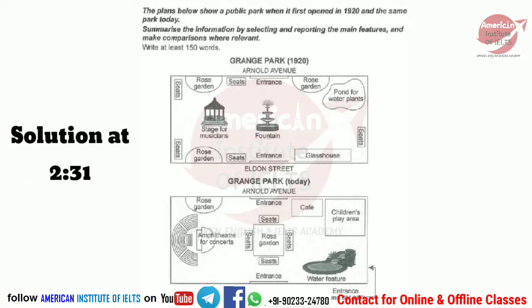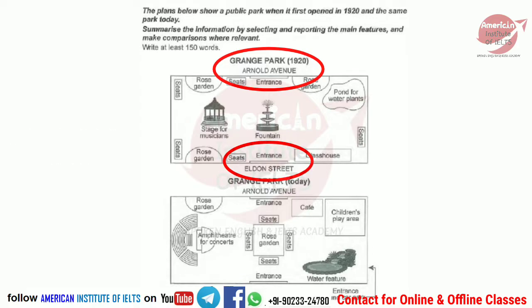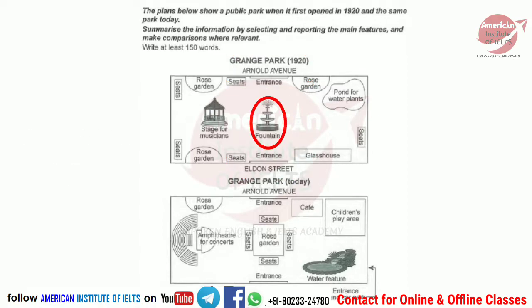As we can see, we have two diagrams: Grand Park of 1920 and Grand Park today. The park has two entrances, one on the top from Arnold Avenue and a second from Eldon Street. There used to be one fountain in the middle, a stage for musicians, and seats.